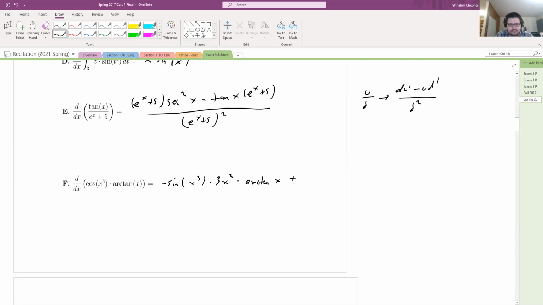Next, we've got the other half. So I copy down the first half of the thing, and then I take the derivative of arctangent, which you should remember is 1 over 1 plus x squared. Right, so yeah, we do expect you to remember the first couple of inverse trig derivatives.